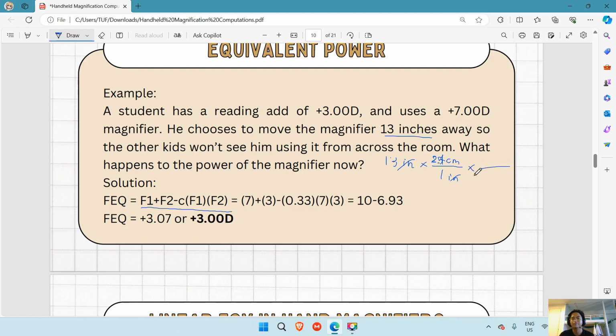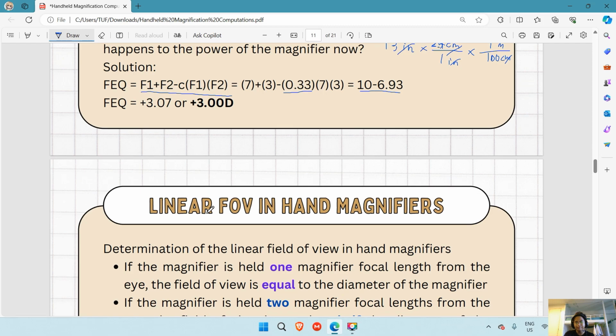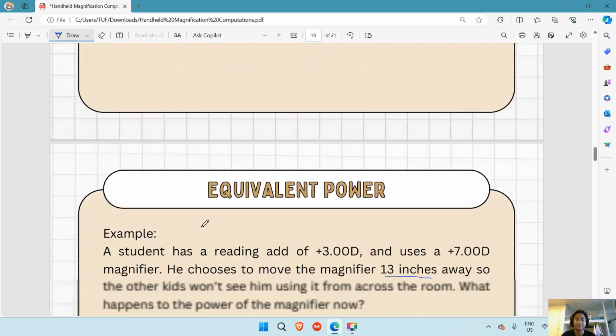And then, our goal is meters, so 1 meter over 100 centimeters, so that the centimeters cross out too. So here we have 13 times 2.54 divided by 100. You will eventually arrive at a result of 0.33. So simplify: 10 minus 6.93 is equal to plus 3.07, or plus 3 diopters. So that is the equivalent power.